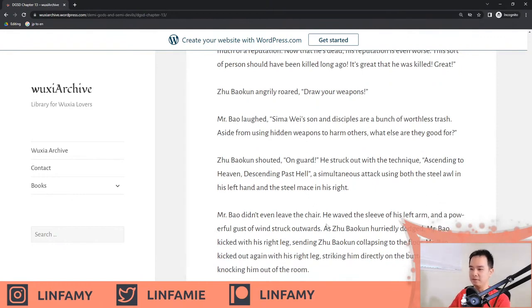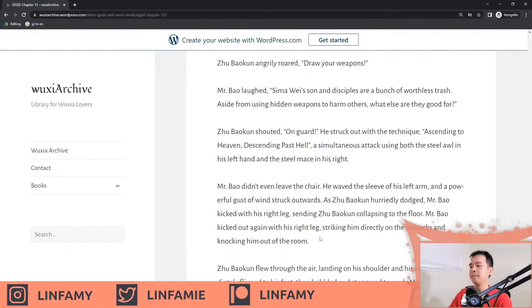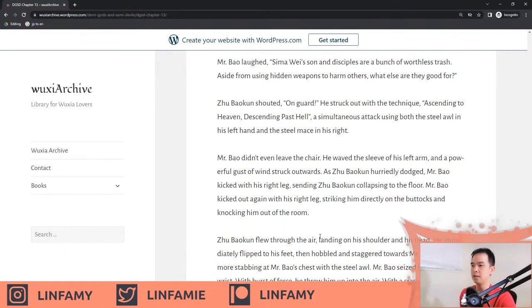Mr. Bao didn't even leave the chair. He waved the sleeve of his left arm, and a powerful gust of wind struck outwards. As Ju Bao-kun hurriedly dodged, Mr. Bao kicked with his right leg, sending Ju Bao-kun collapsing to the floor. Mr. Bao kicked out again with his right leg, striking him directly on the buttocks and knocking him out of the room.